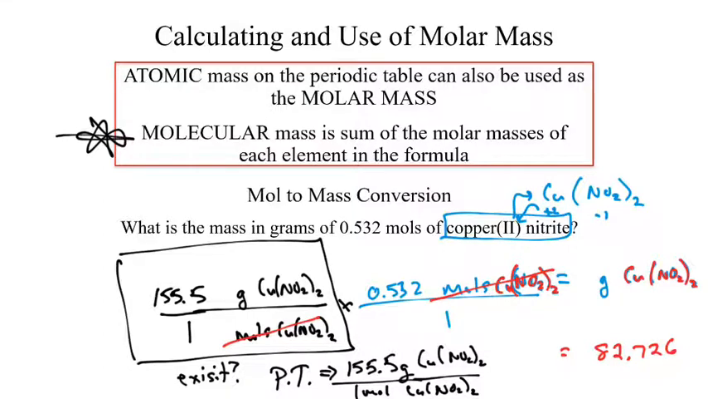I'm going to erase the page number 24 for a moment. Okay, grams of copper 2 nitrite, which of course is wrong because we haven't considered sig figs. We're only allowed 3 sig figs. Our answer is 82.7 grams of copper 2 nitrite. Okay, that is our process.